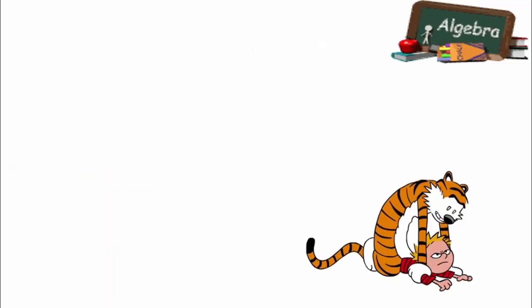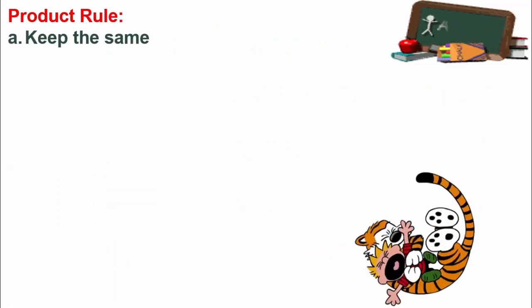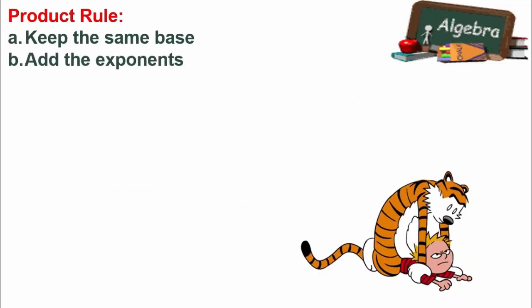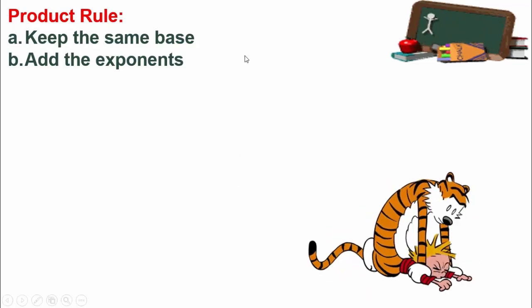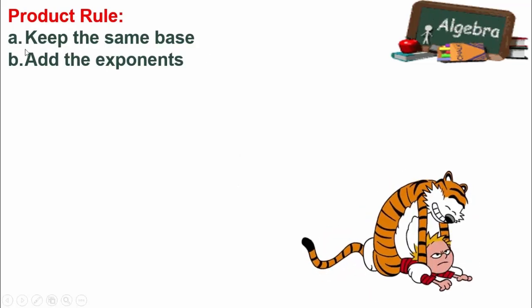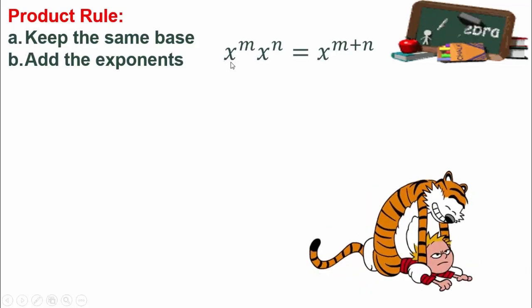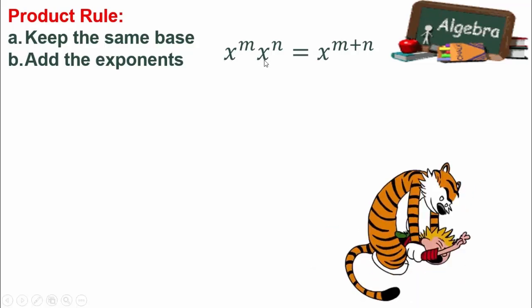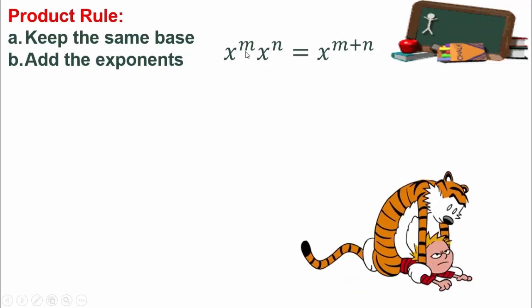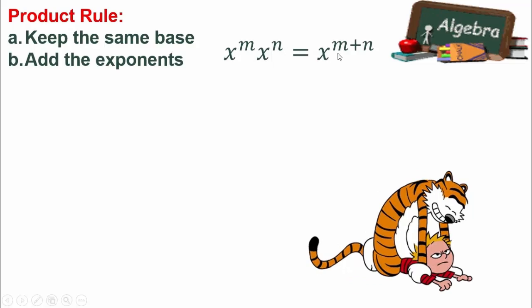So in our first example, we looked at a situation that used something called the product rule. In the product rule, we keep the same bases, and if the bases are the same, we add the exponents. Notice that this is the base where the x's are. These are called the bases. If they are the same, we can add the exponents, so that's m plus n, where we get that from here.